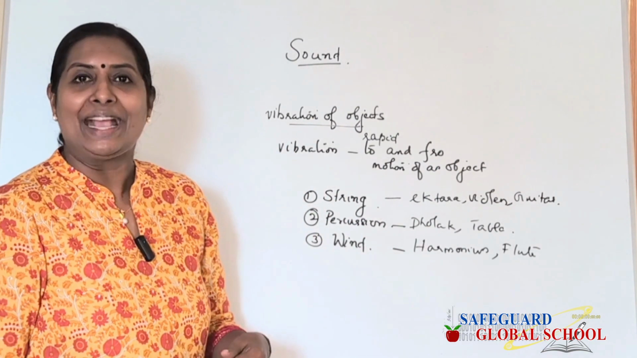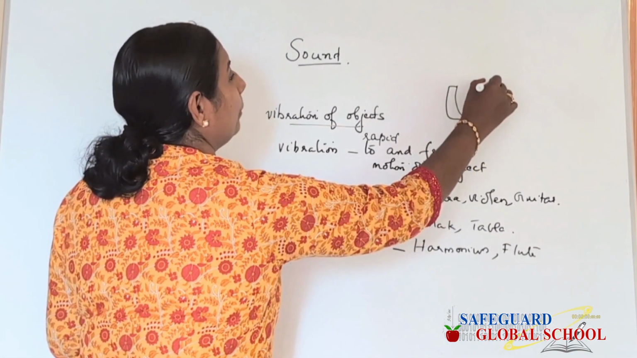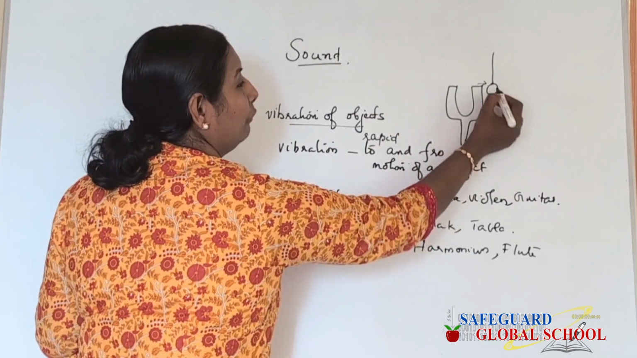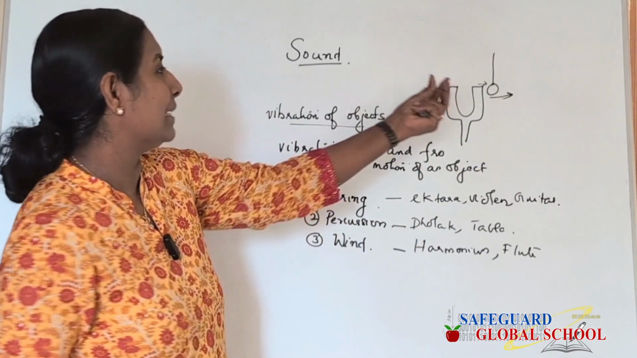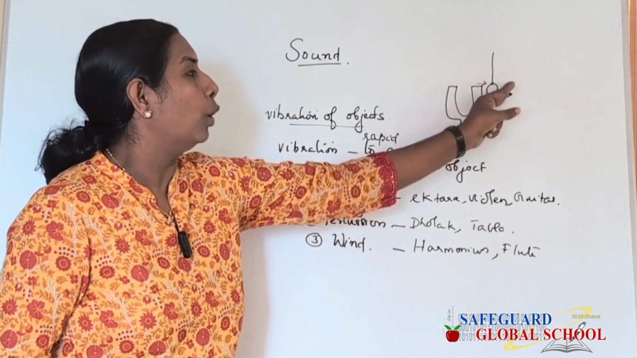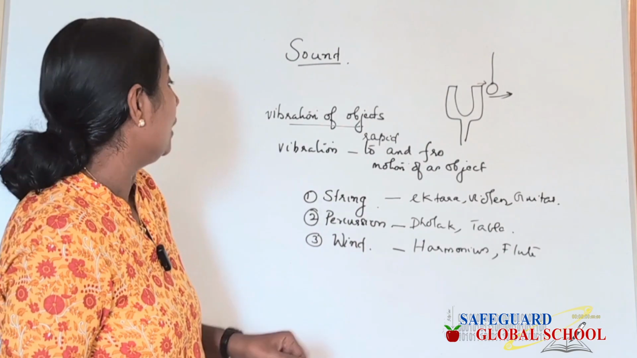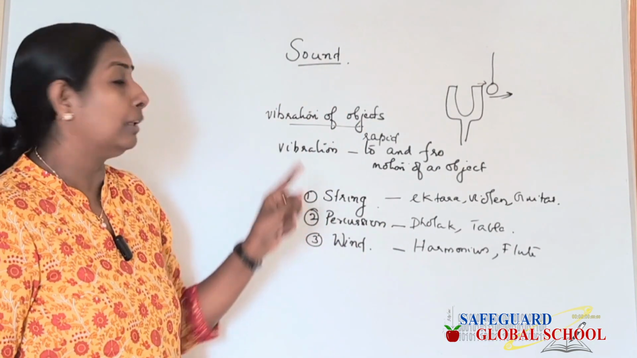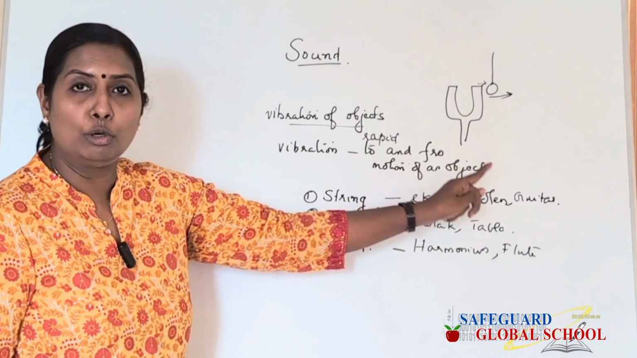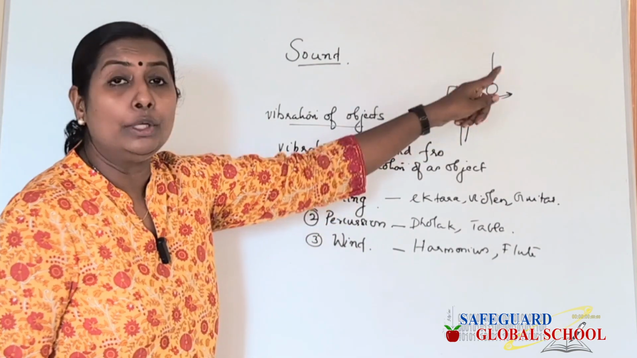In your textbook there is an activity where a tuning fork is vibrated and a thermocol ball is set near it. So what happens is that every time the tuning fork vibrates, we can see that a massless ball or a ball with a small mass also vibrates accordingly. This vibration can be transferred to this ball. So to sum up, sound is produced by the vibration of objects, and vibration is the rapid to and fro motion of an object, and these vibrations can be transmitted from one body to another.